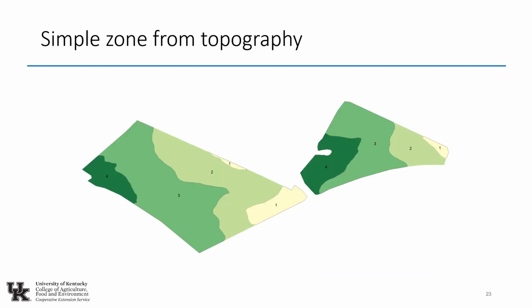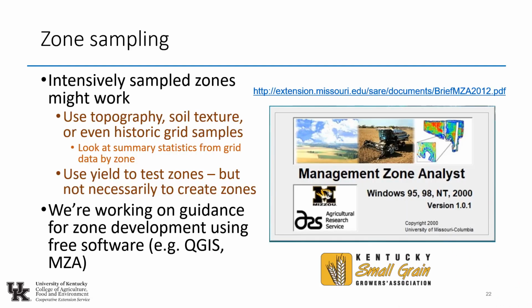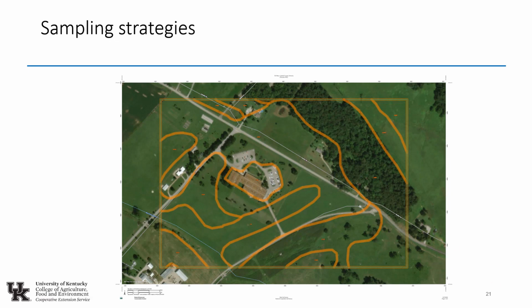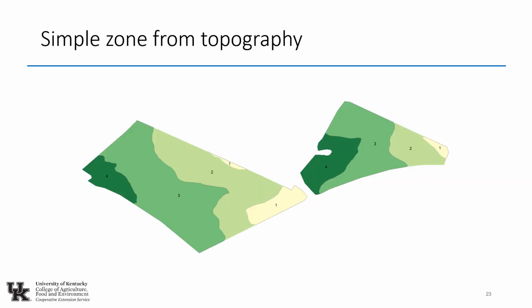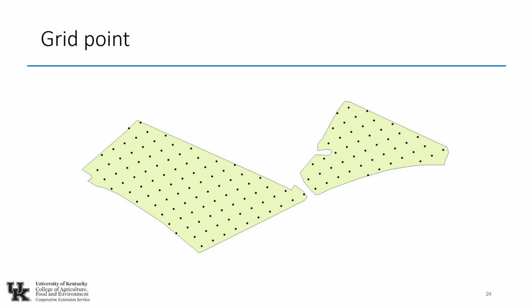So here's a simple example. We took elevation and slope for the field that I showed from that soil test map previously. So this is this field here. And we basically took the slope and elevation. We ran it through MZA, and MZA said, okay, you need 4 zones. And then we're going to drop a grid on top of that because we had some grid data for that field.